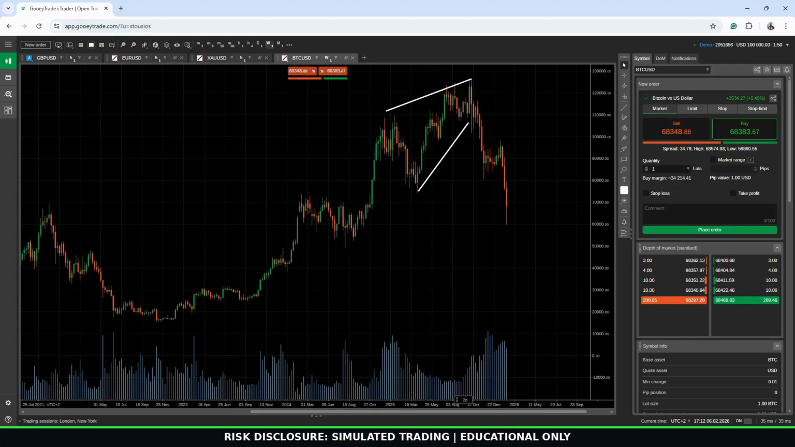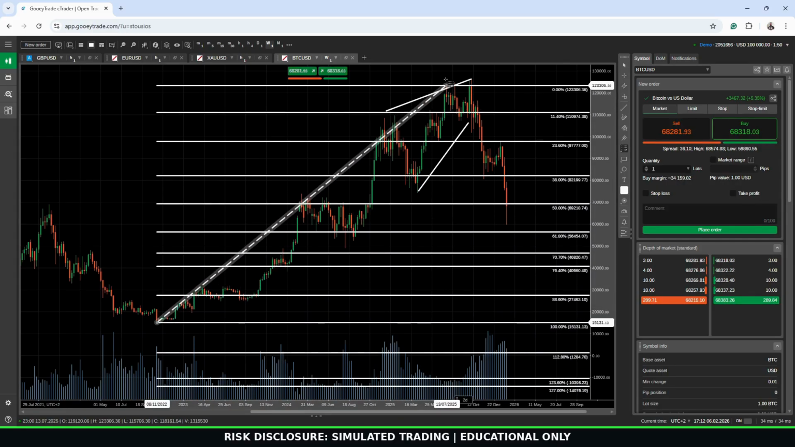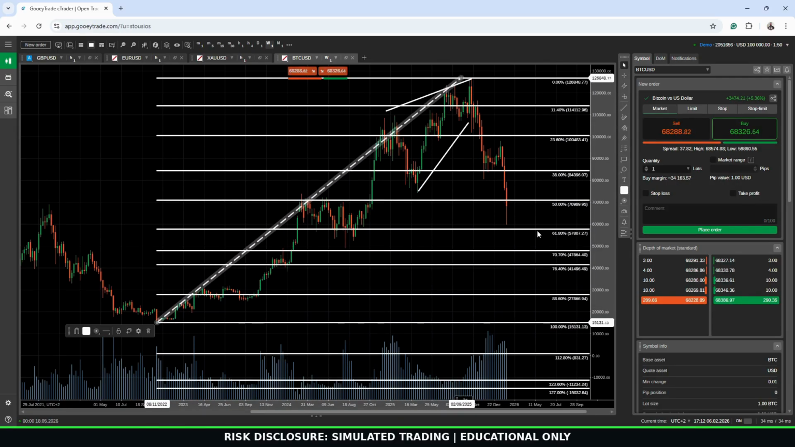When a diagonal breaks, it doesn't just retrace. It typically reverses sharply to, well, a deep correction level, which could be the 61.8. And just for the records, this level currently sits at the 57K.